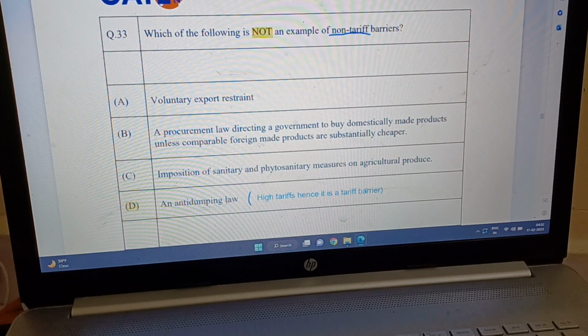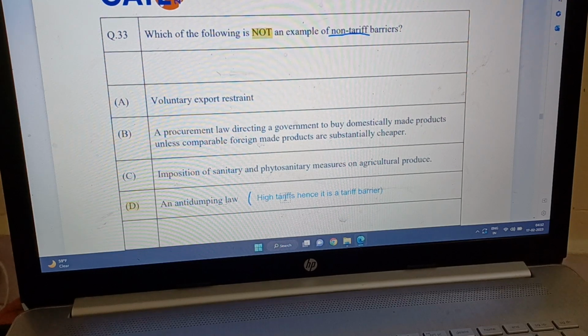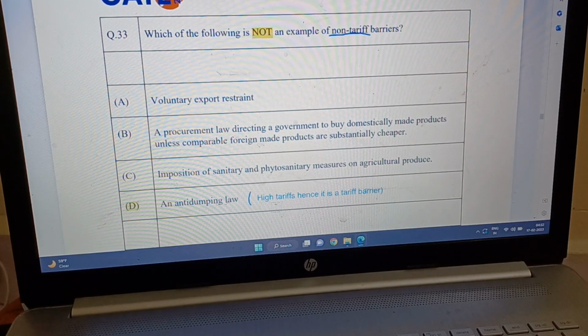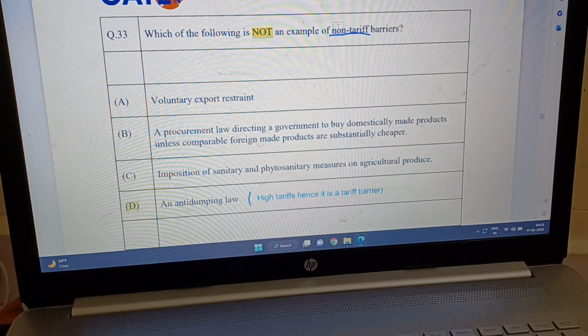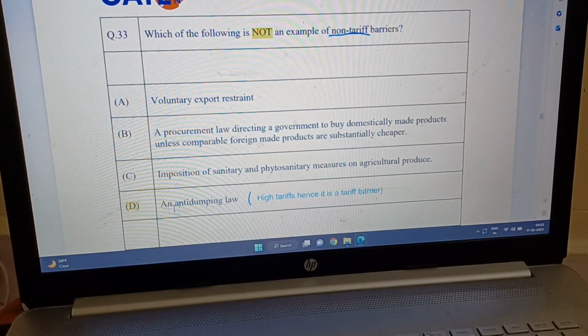And then D is an anti-dumping law. Yes, here to stop dumping, the government imposes high tariff, hence it is a tariff barrier. So it asks which is not a non-tariff barrier, means which is the tariff barrier. So D is the correct answer.